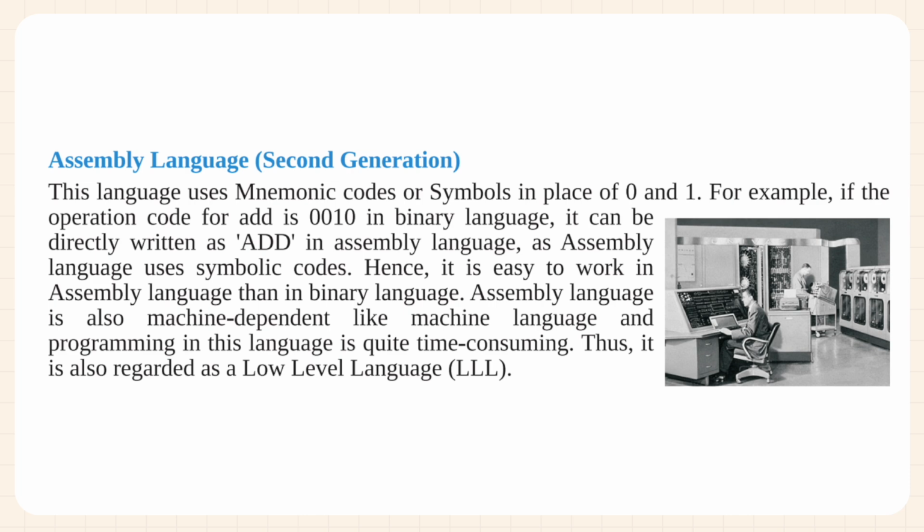Assembly language, second generation. This language uses mnemonic codes or symbols in place of 0 and 1. For example, if the operation code for add is 0010 in binary language, it can be directly written as ADD in assembly language, as assembly language uses symbolic codes. Hence, it is easy to work in assembly language than in binary language. Assembly language is also machine-dependent like machine language, and programming in this language is quite time-consuming. Thus, it is also regarded as a low-level language, LLL.